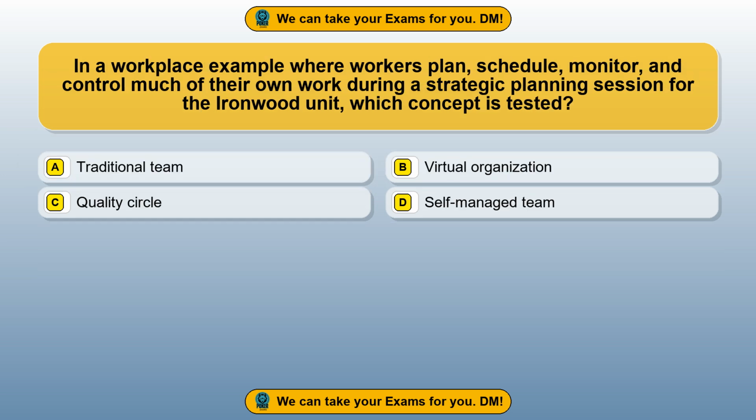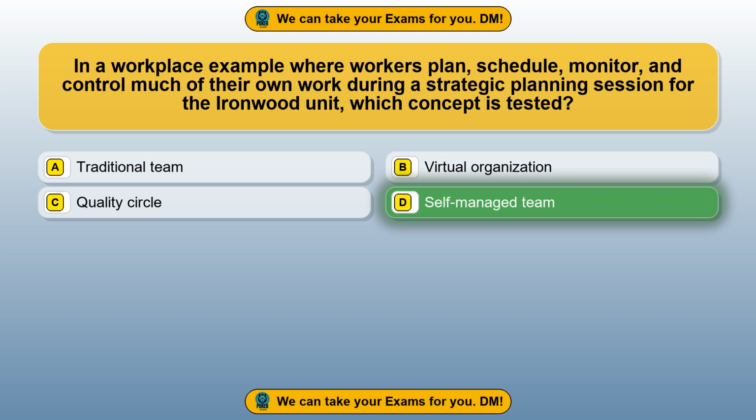In a workplace example where workers plan, schedule, monitor, and control much of their own work during a strategic planning session for the Ironwood unit, which concept is tested? Option A, traditional team. Option B, virtual organization. Option C, quality circle. Option D, self-managed team. The correct answer is option D, self-managed team.